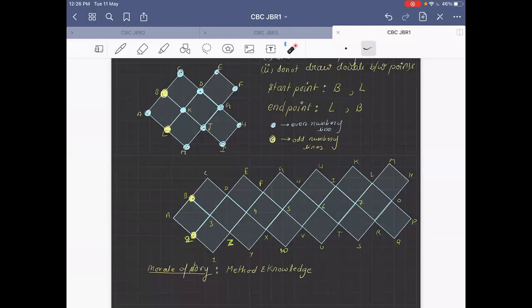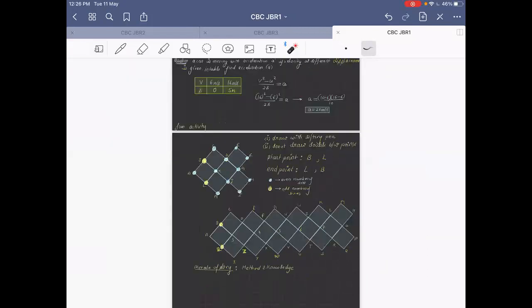Hemant, it's because we have y equals x square. That's why it is a parabola.